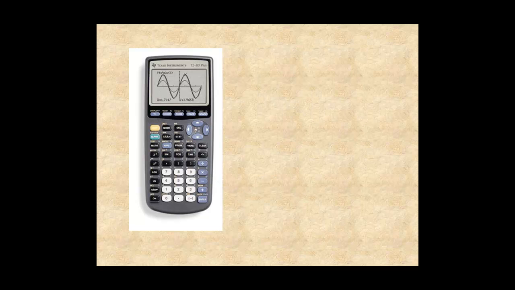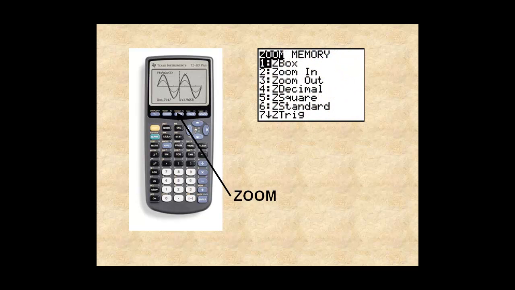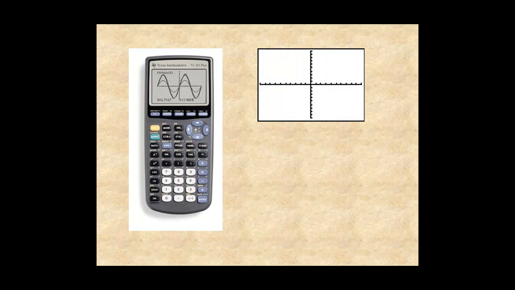Always display the graph for the first time in the standard viewing window. Go to the Zoom menu and select Zoom Standard. When you press Enter, the graph displays in the standard viewing window.